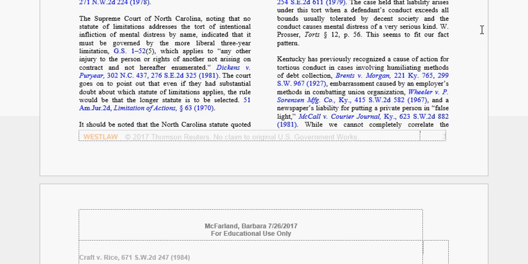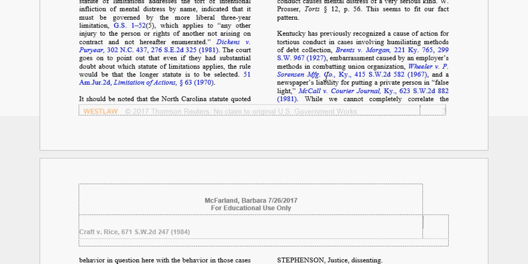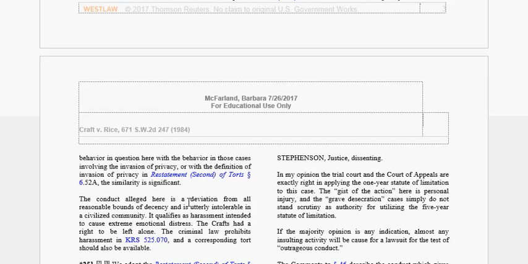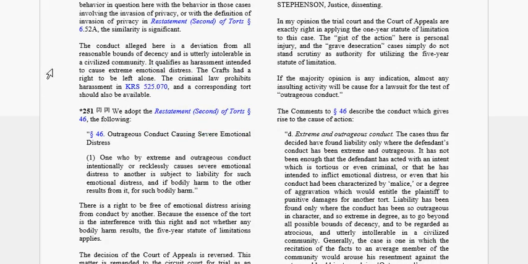So, in addition to the grave desecration cases, the court goes through a number of other types of cases that they say are roughly similar, cannot completely correlate, but they're similar. Then the court does something that's a little bit unusual, and it tells you its opinion of the behavior in this case. It tells you what it thinks about what Mr. Rice did. And it is an unqualified opinion here, which might explain the overall result, which I will tell you at some point, maybe not in this video, but maybe during class.